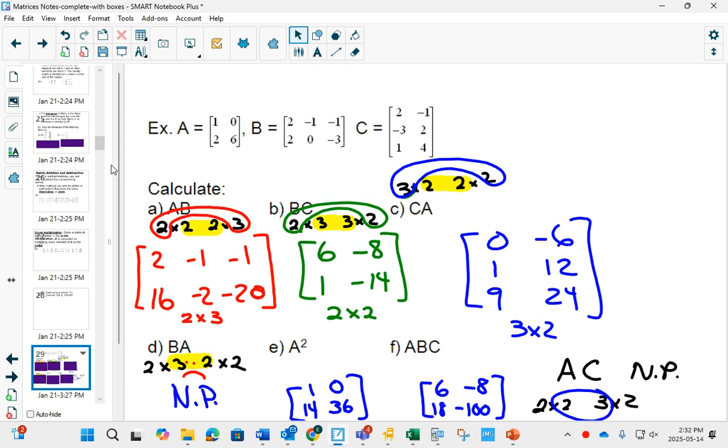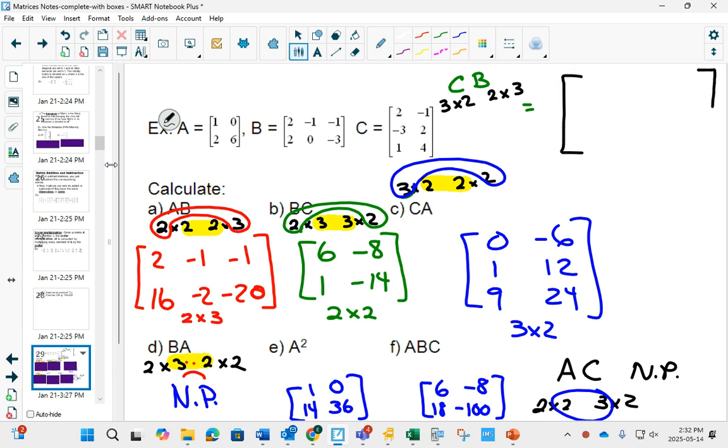So one of the ones that I wrote for you the other day, we did B times C, it was taking C times B. And I take C, its dimensions are 3 rows, 2 columns, B, 2 rows, 3 columns. This answer is going to be a 3 by 3. And I have 9 numbers to put in there.